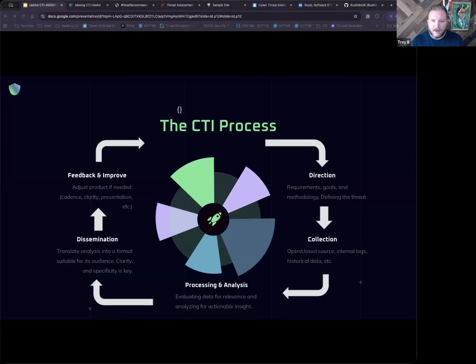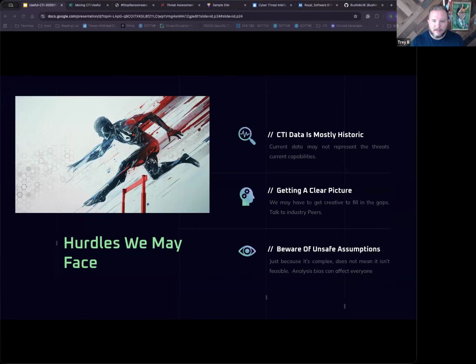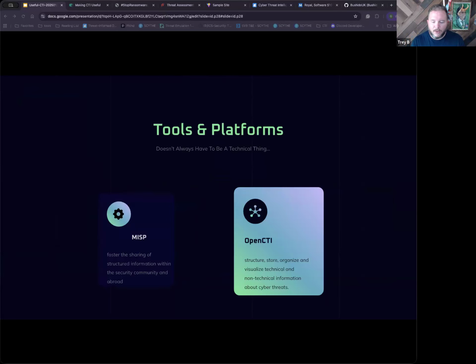So let me scroll back here all the way to, let's say, around 26. Let's kind of move on. Now we're going to dive in. We'll talk a minute about a couple tools and platforms. Namely, we went the open route with MISP and OpenCTI.